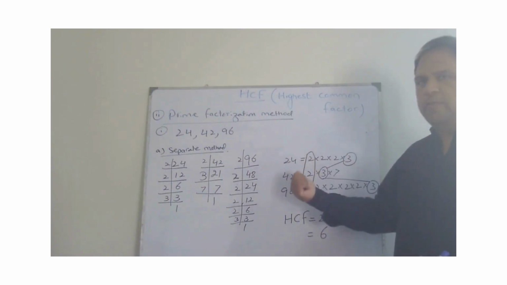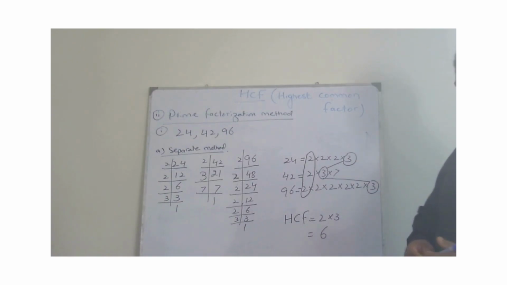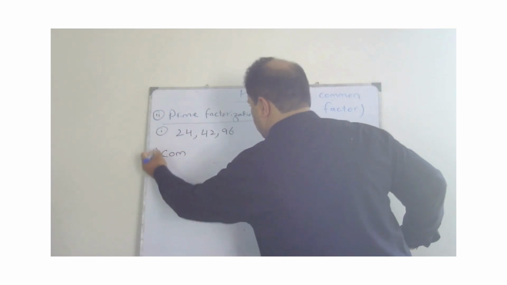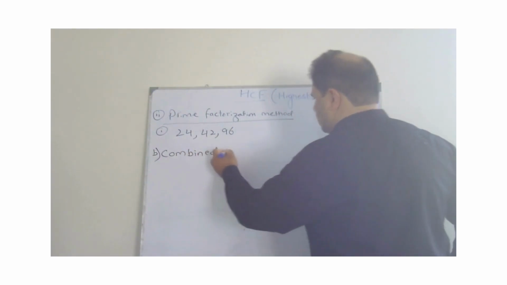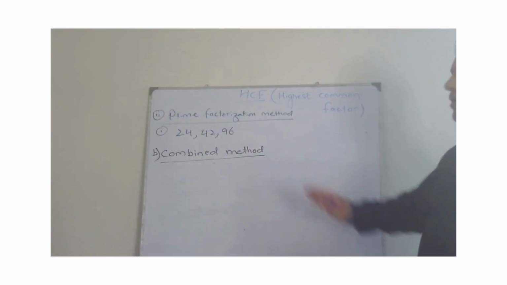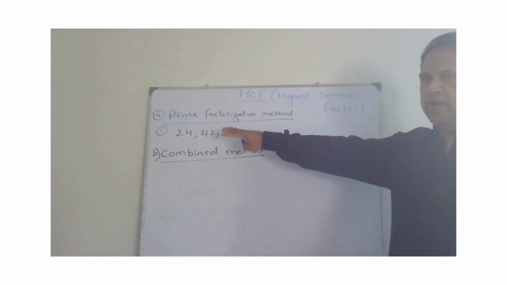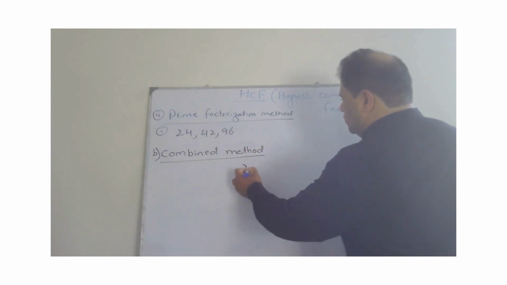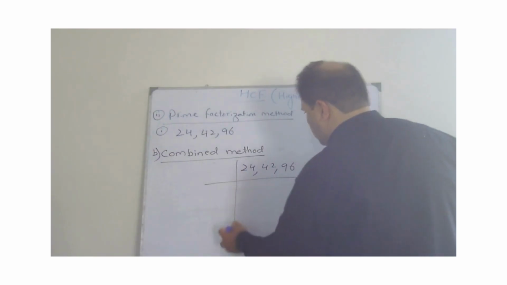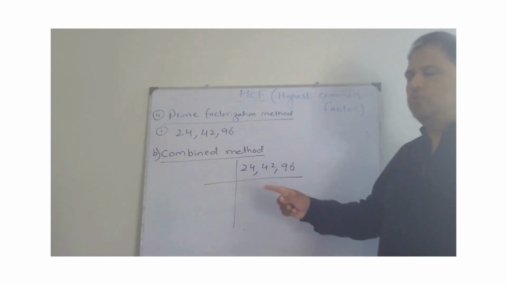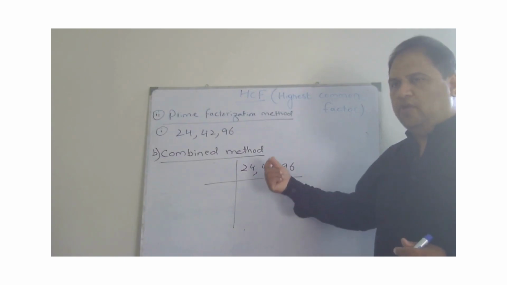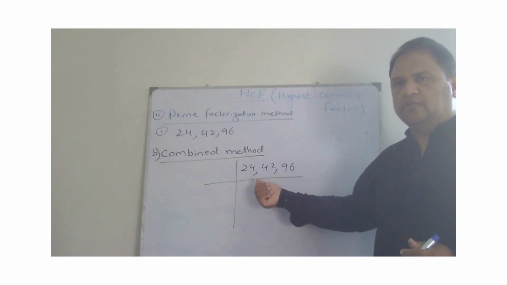Now let's move to the third method, the combined method of prime factorization. In the combined method, we solve them through the ladder method all together. We take all the values together, like 24, 42 and 96. In the combined method, it is important to note that we should divide only with that number which divides all the given numbers. If it is not dividing all the numbers, it will not be considered as the highest common factor.